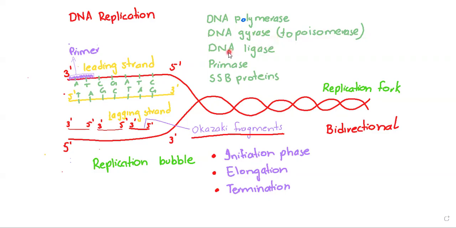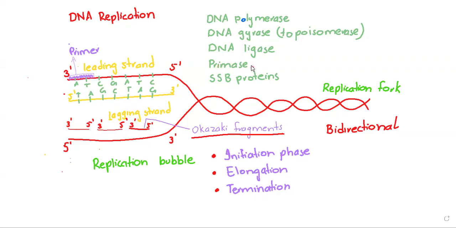The other enzyme is DNA ligase. DNA ligase has its main role in ligation. It seals the gaps between the Okazaki fragments. It plays a role in the lagging strand, so it seals the gap between the Okazaki fragments on the lagging strand. This is the main role.